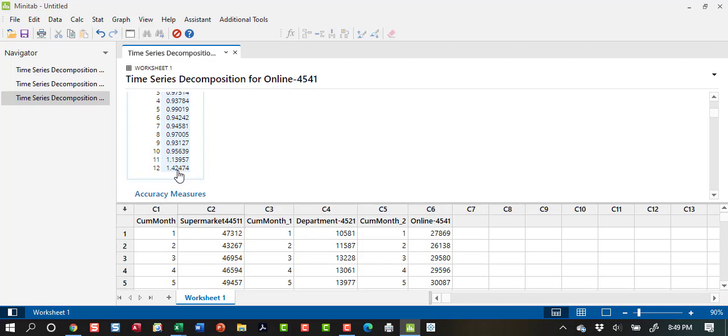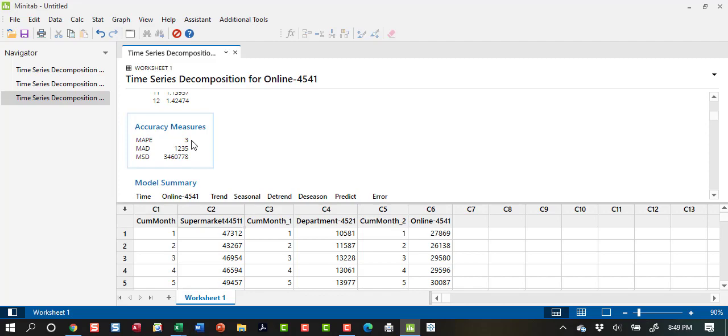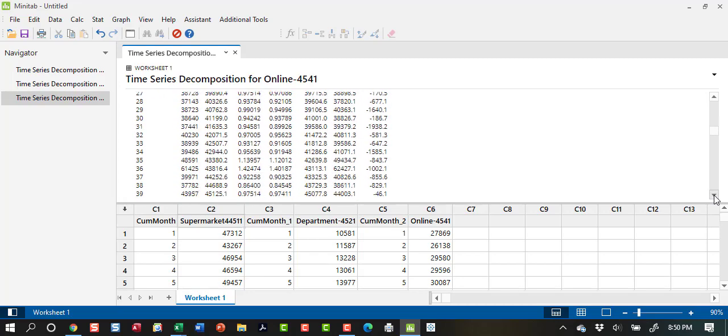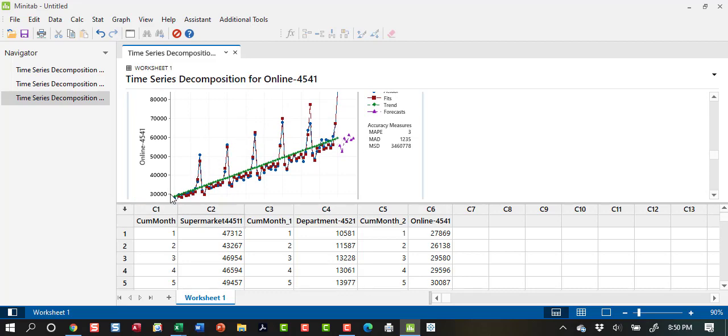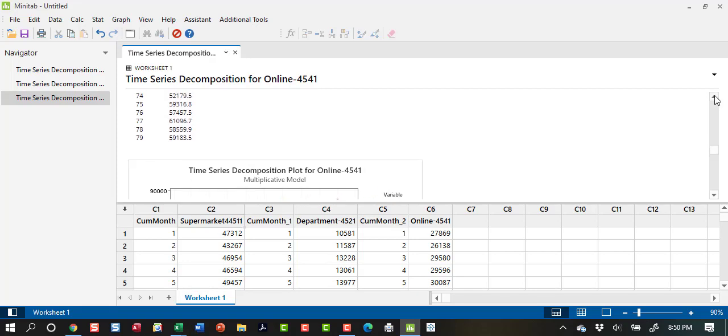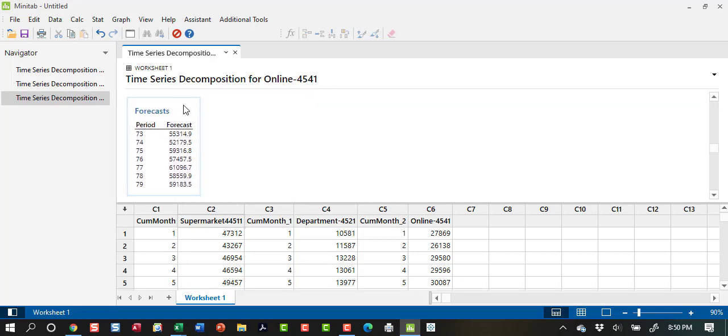Look at this. December, 42% higher than normal. The accuracy measures: well, it fitted, but it was off by about 3%, and this could be that the explosive growth is not even. So 3%, very good. Let's look at the graph here. Online sales, there's the trend. It's up, up and away. Here are the forecasts, and online seems to be a tremendous success story.